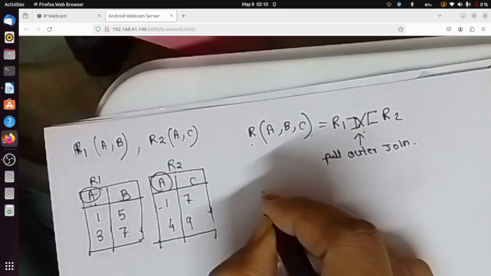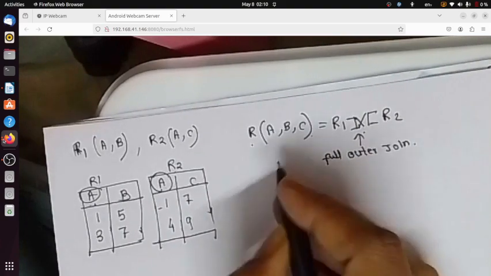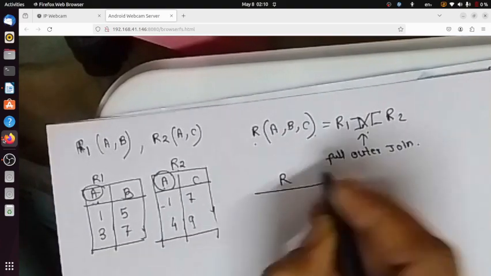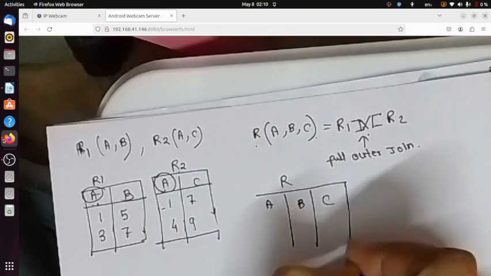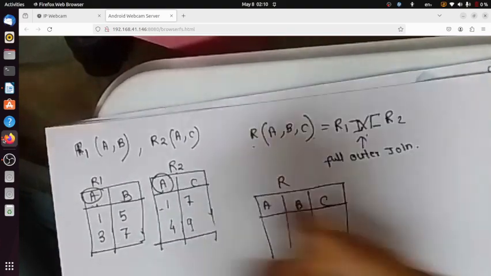If we draw the table for relation R, what will its columns be? Its columns will be A, B and C.